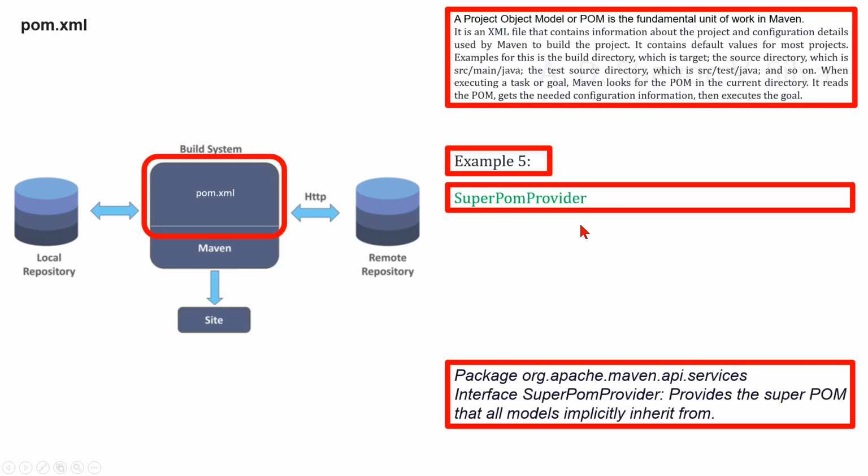Now we are considering interface SuperPomProvider in package org.apache.maven.api.services, which provides the super POM that all models implicitly inherit from.